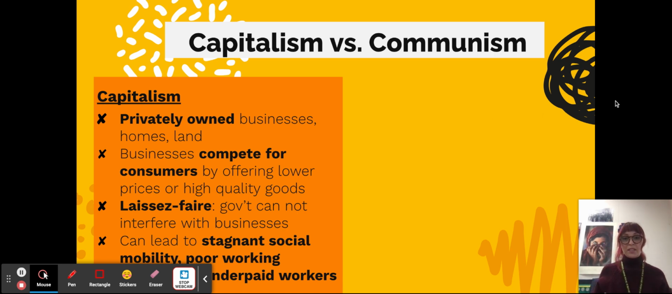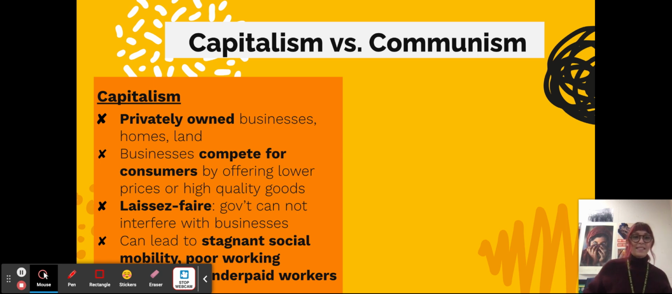So this also leads to businesses competing for consumers, and they can do this in 2 different ways. They can either offer lower prices or create higher quality goods. So when we have all of these different private businesses, they want to try to compete with each other to see who can make the most profit, right? Because the goal with a business is to make as much money as you can.